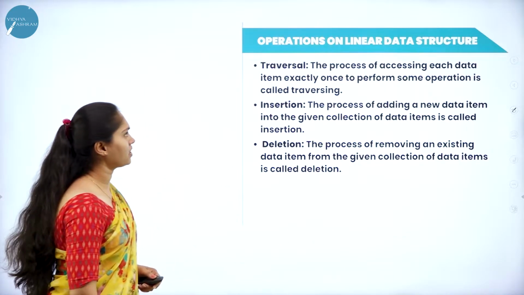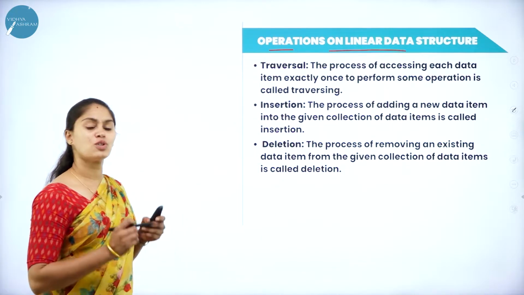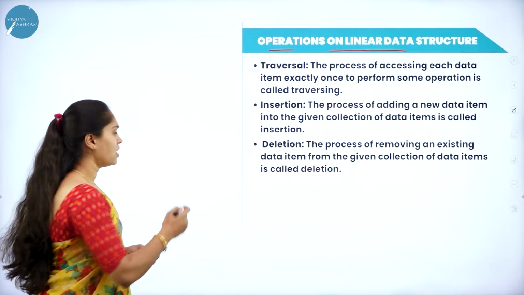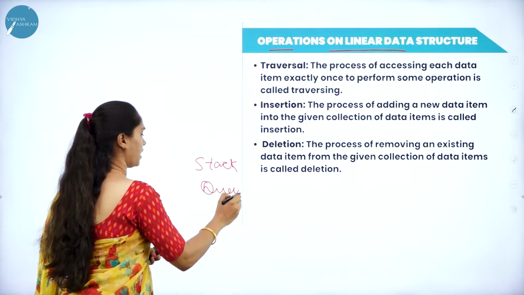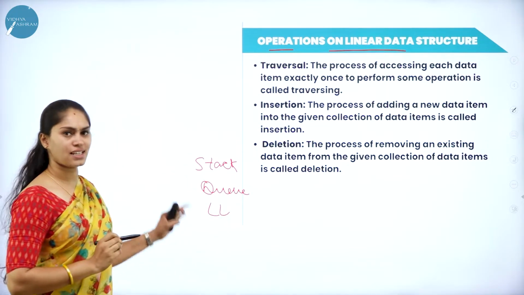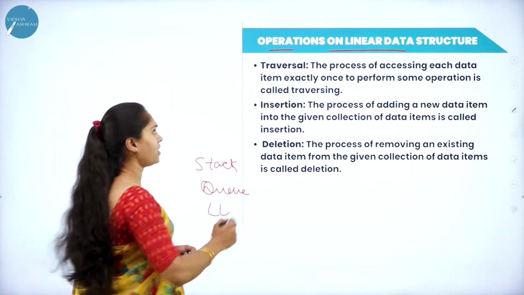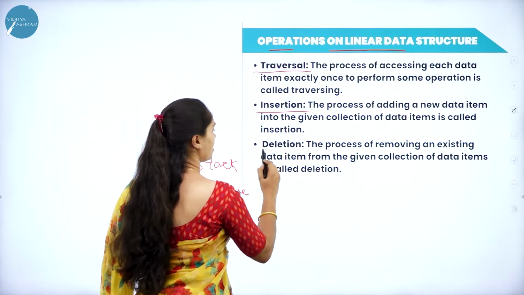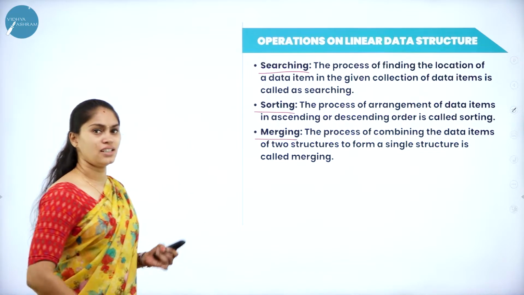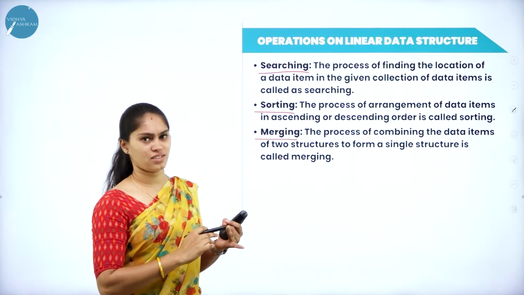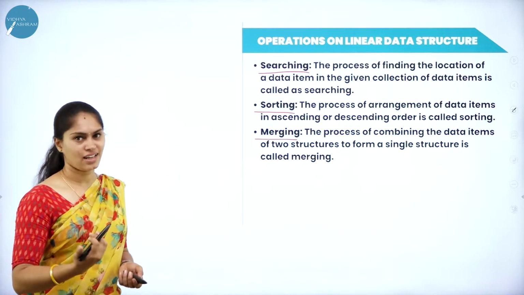Let's see the next topic, that is what are the operations on linear data structure. When I am talking about the linear data structure, that includes stacks and also queues, and then we have linked lists. These are the data structures which come under linear data structure. What operations can it perform then? It can have traversal, insertion, deletion, searching, sorting and merging. These are the operations that can be performed on this linear data structure.